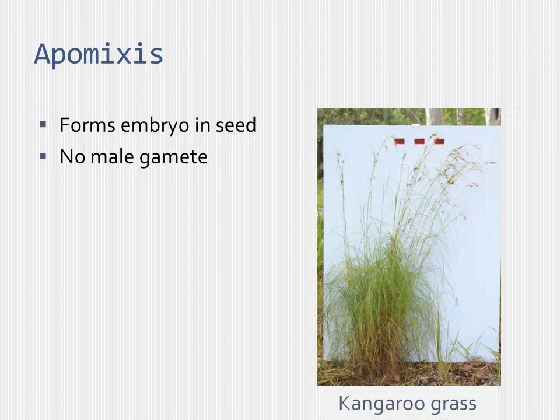Apomixis is a form of asexual reproduction that involves the formation of an embryo in a seed without a male gamete. Kangaroo grass, the Themeda triandra, is a plant which uses apomixis as it is an effective way of multiplying rapidly to produce many offspring.